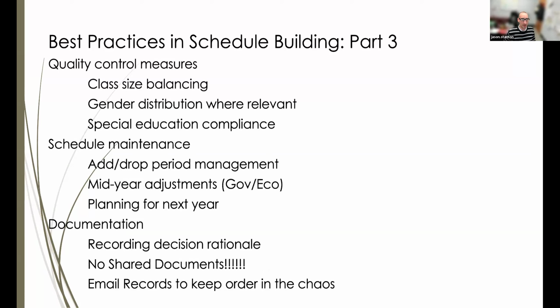So you want to keep that in mind as well. And lastly, you have quality control measures when your schedule is done already. You want to balance your class sizes. I have always been a proponent of gender distribution, to try to distribute females and males equally among the courses. Are you following special education compliance rules where you have balance? You're not violating anything in inclusion classes as far as the numbers.